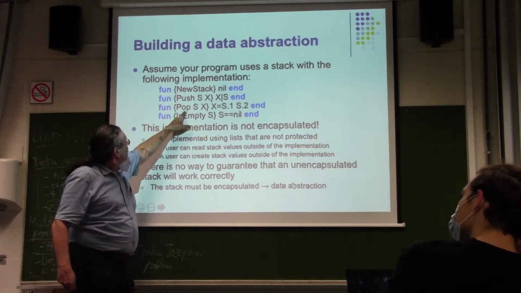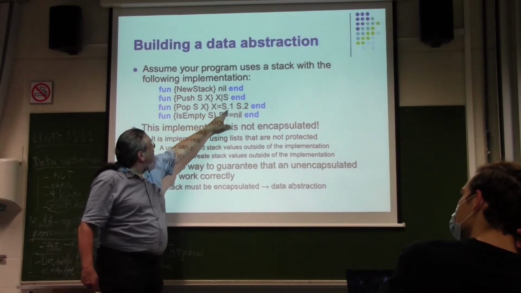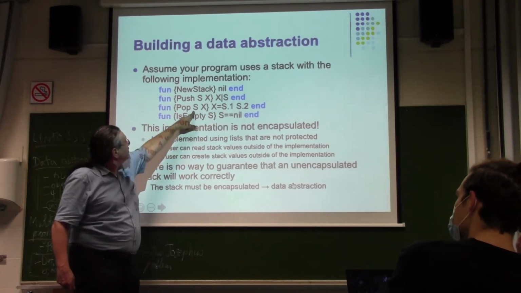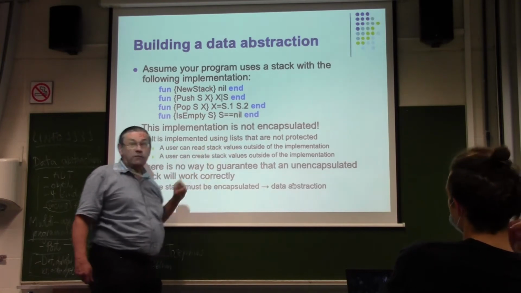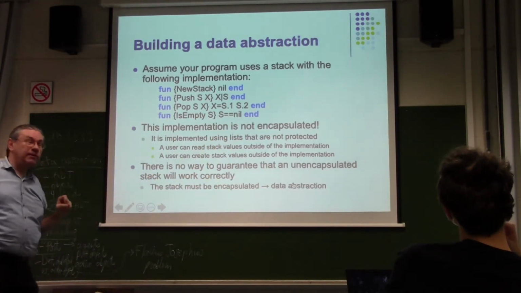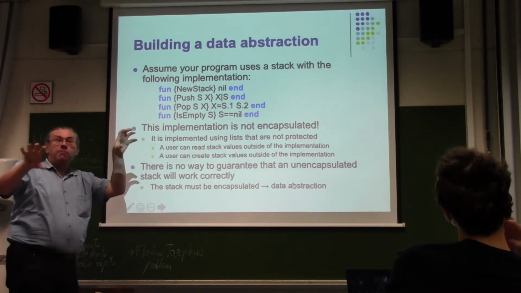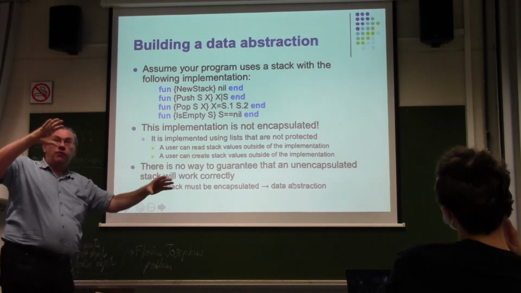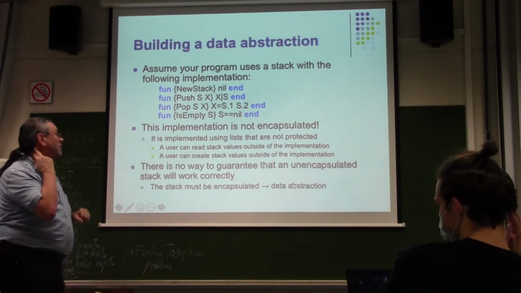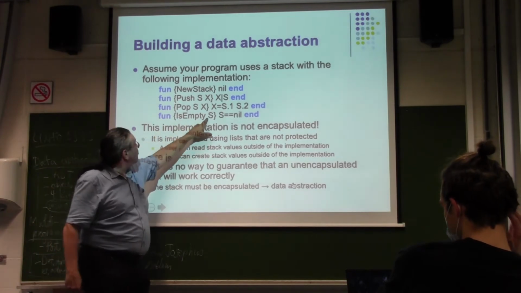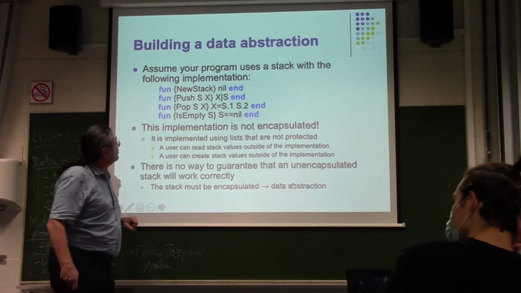If I pop the top element, then X will be equal to S dot 1, which is the top. Now S is a list, and the result is S dot 2. Now remember that lists, the left and the right parts are actually tuples, so they're number 1 and 2 in the fields. And finally, I can have a check whether the stack is empty, is just comparing to nil.